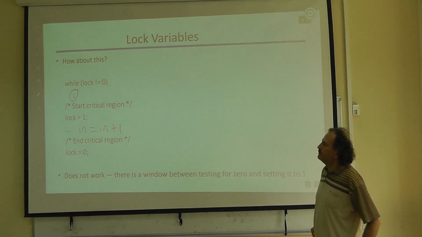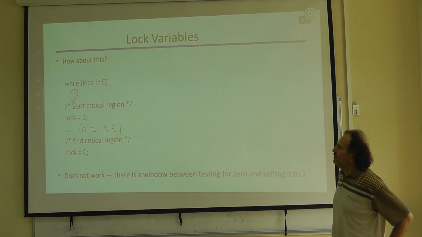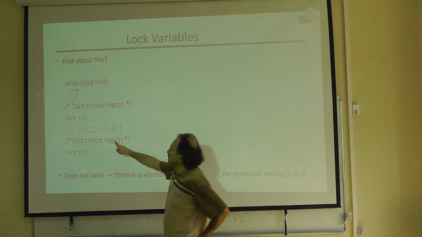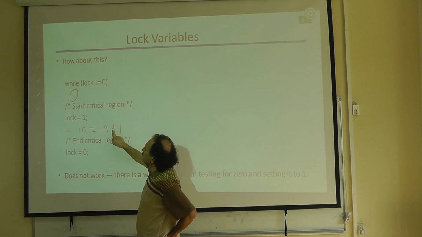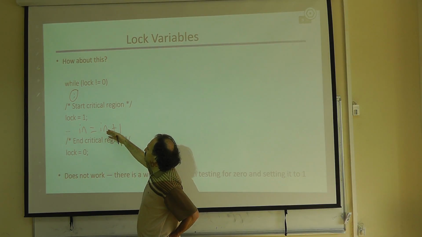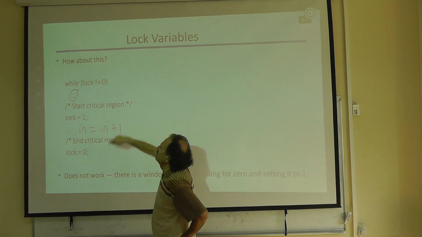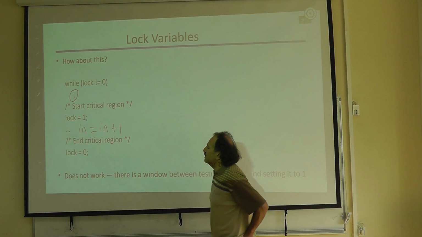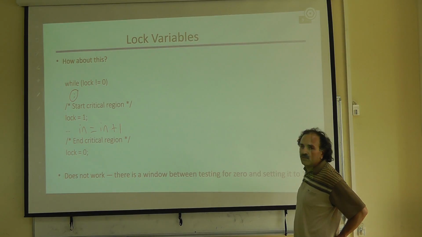Okay. So, if lock is zero, then I will not go into the loop. I will just make lock one, and then I am inside my critical region now. I can modify this variable, okay? The same variable cannot be modified by the other process. Why? Because when the other process starts, it will see that lock is one. So it will stay in the infinite loop. When I am done, I make the lock zero, so that other processes can go into the critical region and continue.